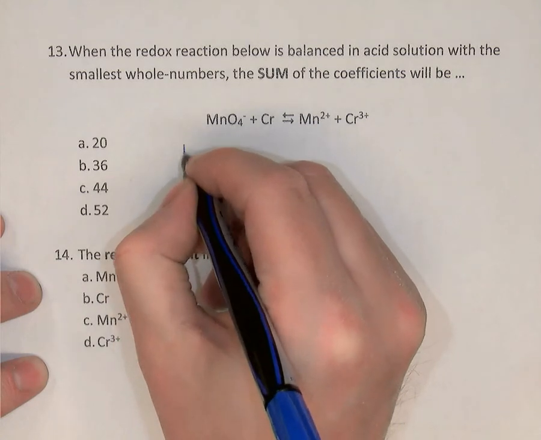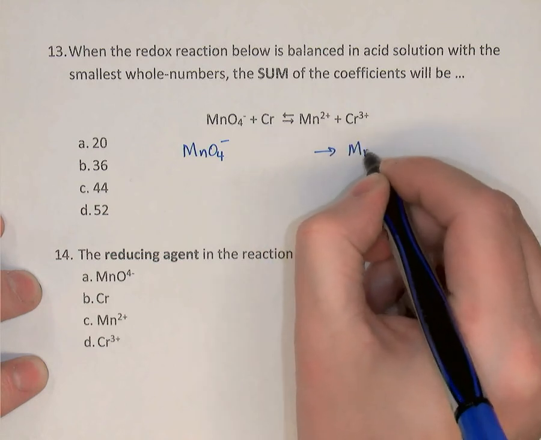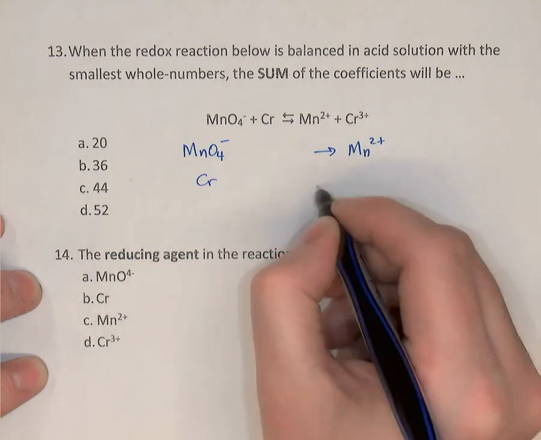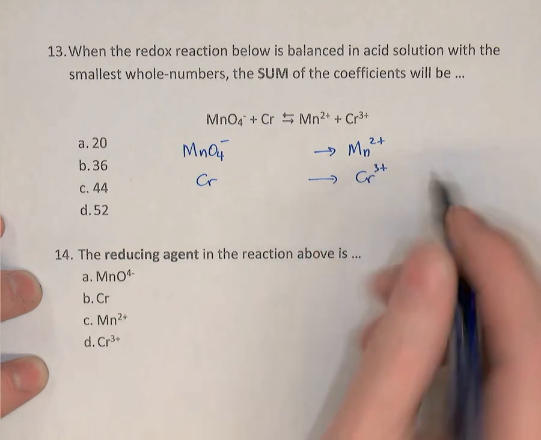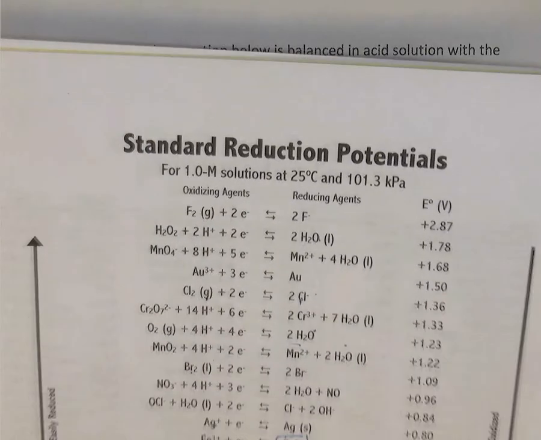So the way we learned this in class was to split this into 2 half reactions. Permanganate becomes manganese 2 positive, and chromium becomes chromium 3. And then we went through a bunch of steps for balancing this. You might remember, balance everything except hydrogens and oxygens, and then balance the oxygens by adding water, balance the hydrogens by adding hydrogen ions, balance the charges using electrons, make the electrons equal by multiplying the equations by coefficients, and then recombine the equations. And we could do all of that right here, but again, we have this chart.